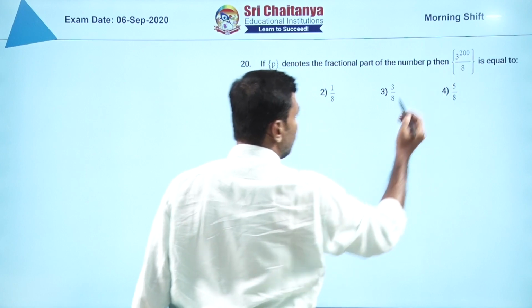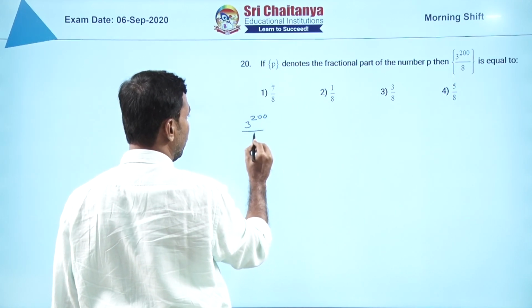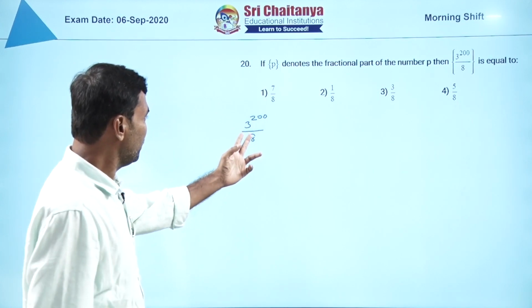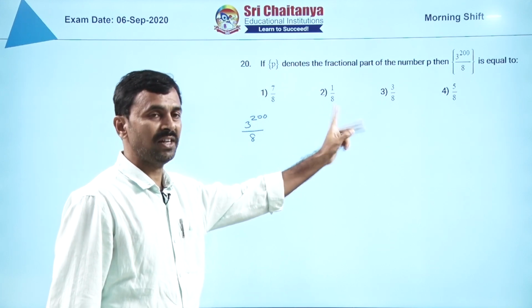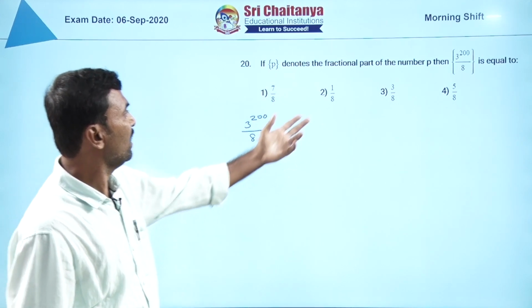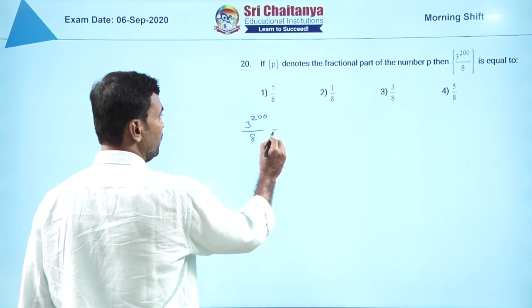I am taking this number 3 power 200 by 8. I will express this number as integral part plus fractional part. Then I will get the fractional part of this number. Okay, I am simplifying this.